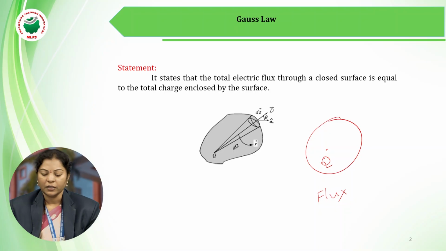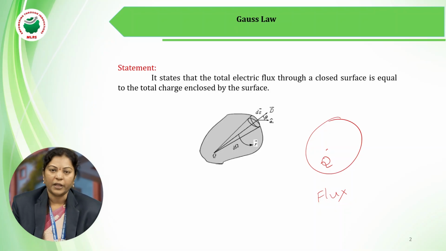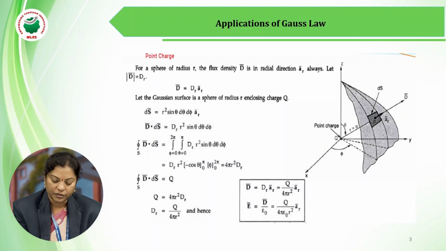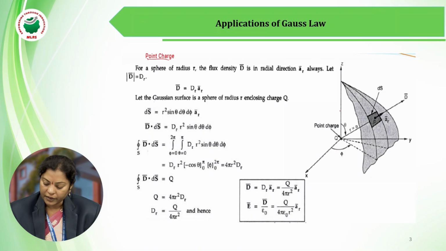We already derived the Gauss law proof. Today I am going to explain the applications of Gauss law. As part of applications, I have taken the point charge. I have taken a space XYZ, and here I am assuming a point P. Here a point charge is located at the origin. At this point, I am deriving the equation for the electric field intensity or electric flux density.